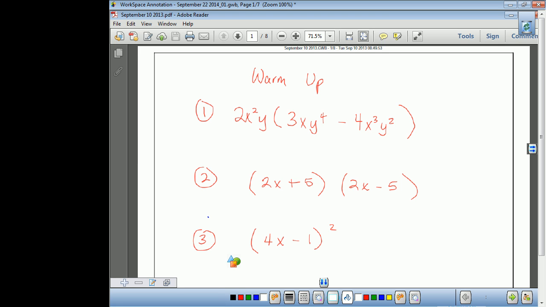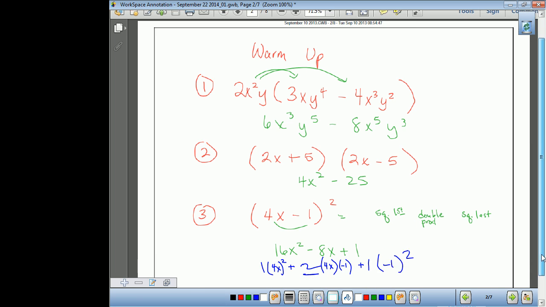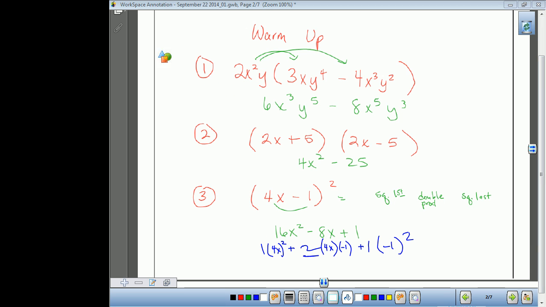Okay, so your warm-up today was something we've already done. But you'll see in just a minute why I wanted us to take a look at these. So if we look at the first one, all we're doing is distributing through, and when we distribute, we multiply our numbers, and because we're multiplying like bases, we add the exponents. Check number 1 and see if you have any questions.